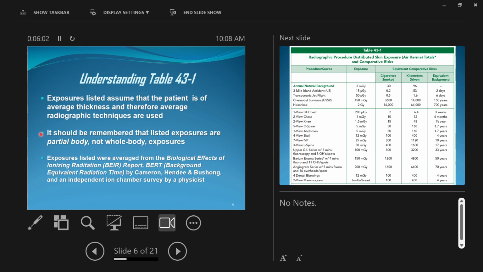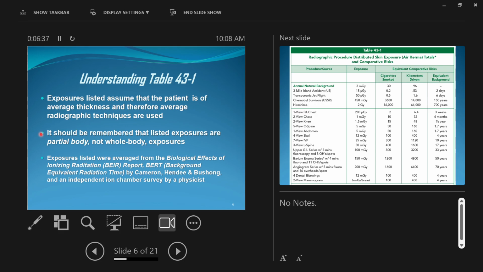And it should also be remembered that the listed exposures are partial body, not whole body exposures. You know, you can go out in the sun and keep yourself almost entirely covered and then just get like a sunburn on like the little exposed part of your hand, right? It's like a partial body exposure. Or you can go out in the sun with, you know, no hat, no sunscreen, no shirts, no towel, no umbrellas, no nothing, and then you get a whole body exposure and your whole body turns lobster red, right? So that's sort of the difference between partial body and whole body. We're assuming partial body exposures.